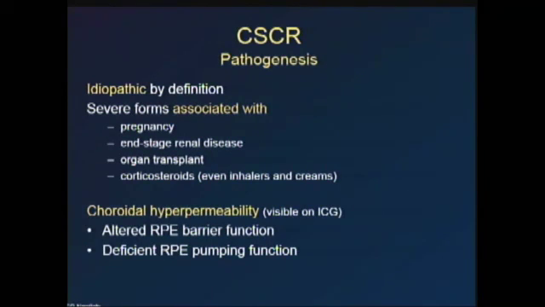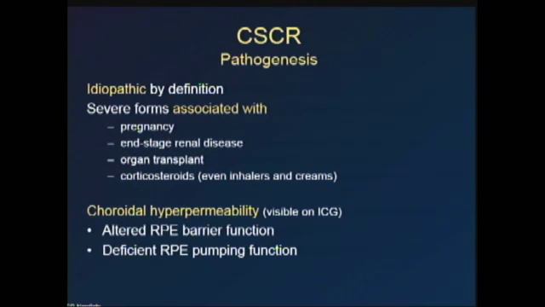By definition, the central serous chorioretinopathy is idiopathic, but we know that there are several forms of CSR that can be related to a specific cause, such as pregnancy and acute hypertension, end-stage renal disease, organ transplantation, and even sometimes the use of steroids, such as in creams and ointments and inhalers, which can, in some predisposed individuals, cause central serous response.